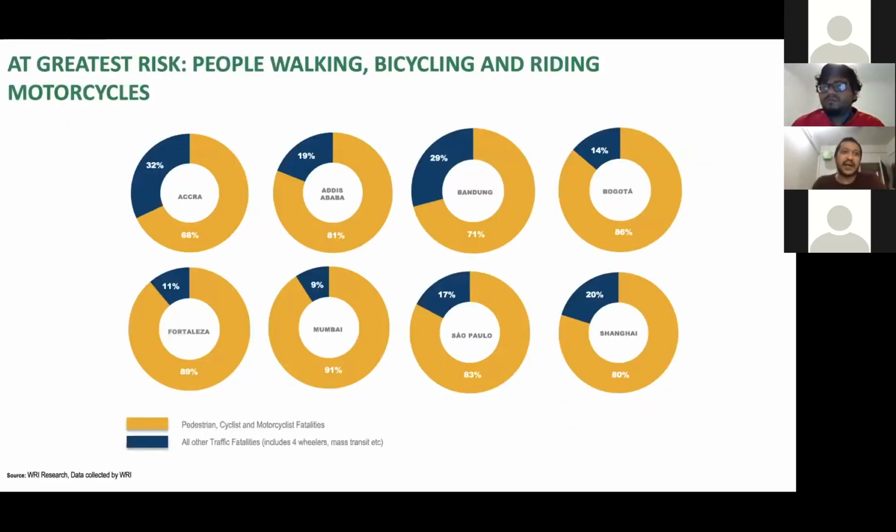So this was one of the findings from these 10 cities that we all worked in under the Bloomberg Philanthropies initiative from 2015 to 2019. One thing very clear is the vulnerable road user group that is at the greatest risk. Walking, cycling, and riding motorcycles: in almost all of the 10 cities we've worked in, about 80% of all fatal crashes involve vulnerable road user groups. So it obviously needs to drive our action in that direction.